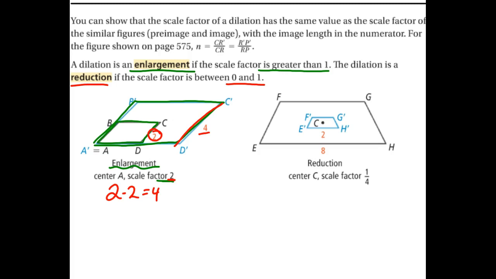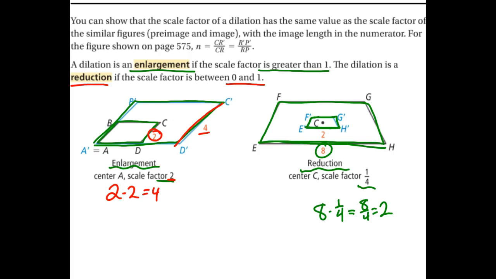If you look at this next picture, we have our reduction going on because we have a scale factor of 1/4. We have our pre-image, EFGH. It's got a distance of EH that is 8. So I take 8 times my scale factor of 1/4. 8 times 1/4 is 8/4, which equals 2. So if I go check E prime, F prime, G prime, H prime, I'm given the length of EH right here is 2, and that's exactly what it was supposed to be.